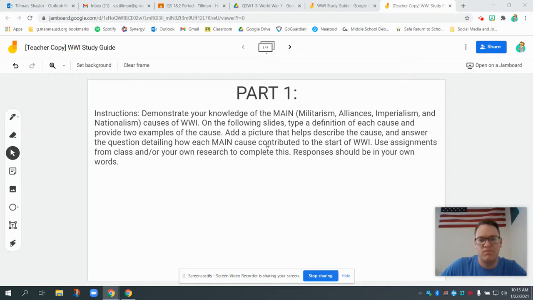Detailing how each main cause contributed to the start of World War One. Use assignments from class and or your own research to complete this. Responses should be in your own words. If you give me college level academic definitions straight off of the first page of Google, you may find that you're committing plagiarism. Actually, you are committing plagiarism. So make sure that it's in your own words.